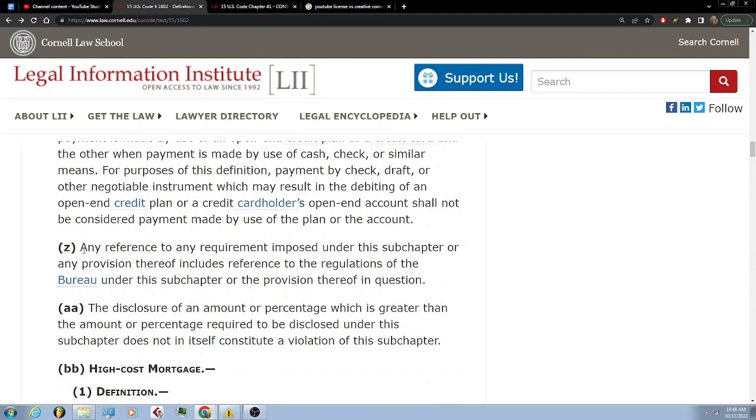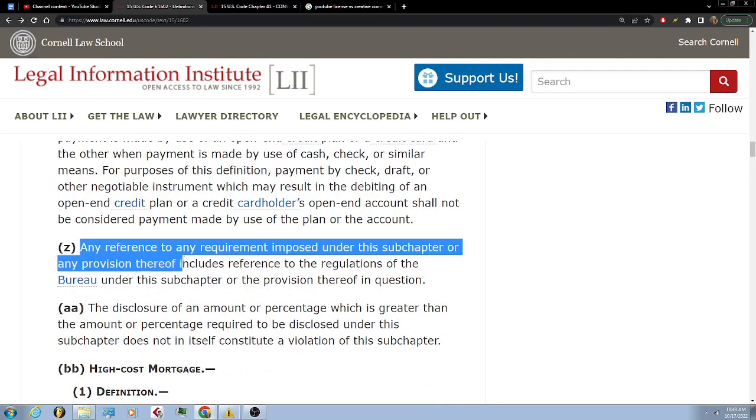Z. Any reference to any requirement imposed under this subchapter or any provision thereof includes reference to the regulations of the Bureau under this subchapter or the provision thereof in question.